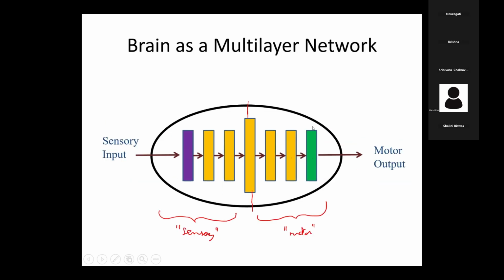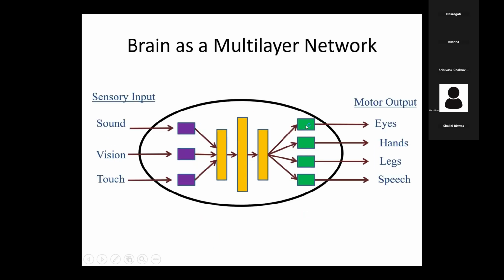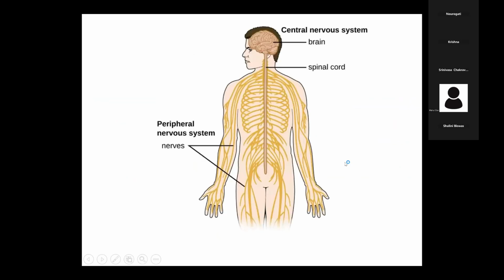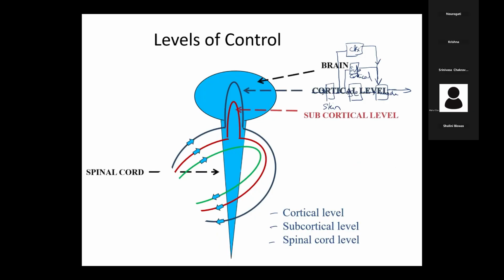Similarly, the output layer is not just one big motor output layer. That also has to be split into multiple sections, right? Where different parts control different parts of the body. So one part controls the eyes, that means eye movements. Another part controls hands, another part controls legs and speech, and so on and so forth. Okay, so let's now progressively expand this.